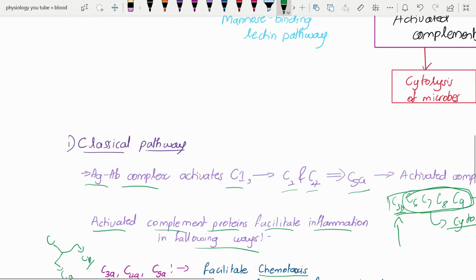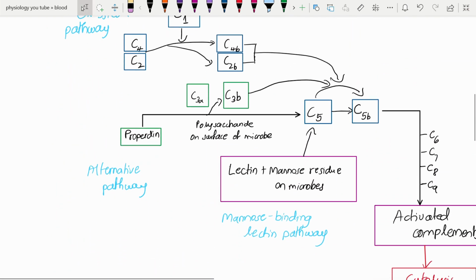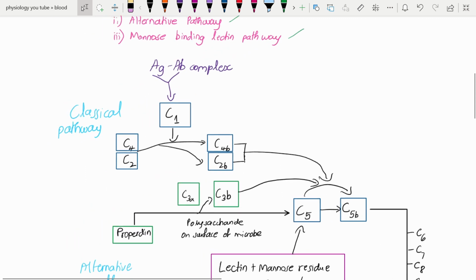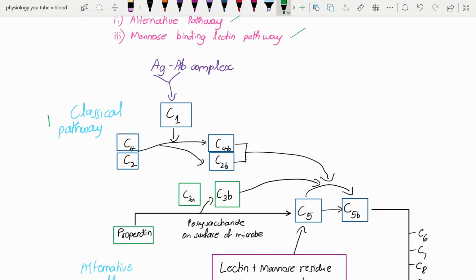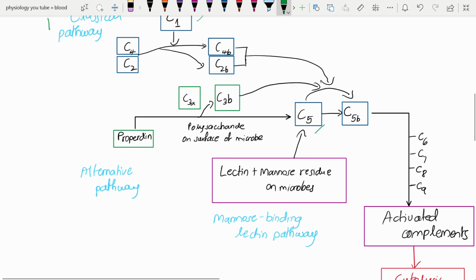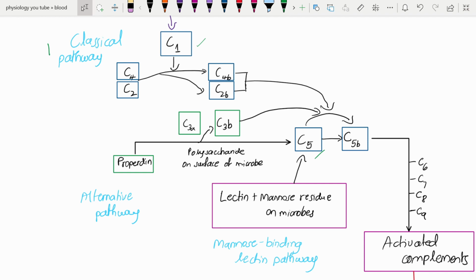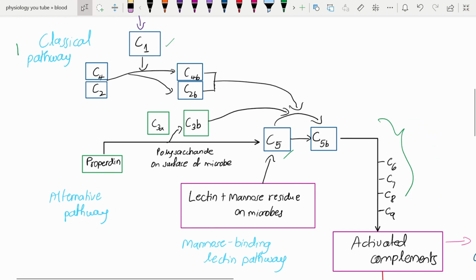Then I will explain with this flowchart. You will get the overview of all complement pathways. Okay, the first one is the classical pathway. The classical pathway is activated by the antigen antibody complex. It will activate C1, C1 will activate the C2 and C4 complements, and these in turn will activate C5. Once C5 is activated, there is a cascade. Actually all these things are cascades, but as you can see here, once C5 is activated, it forms C5b to C9.